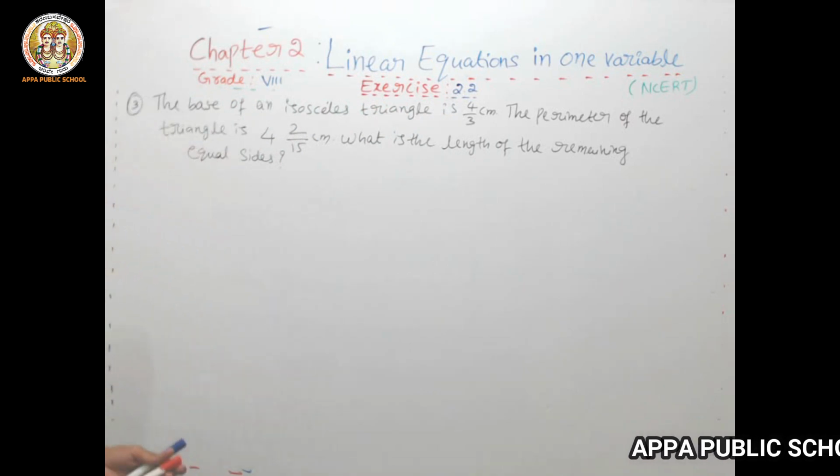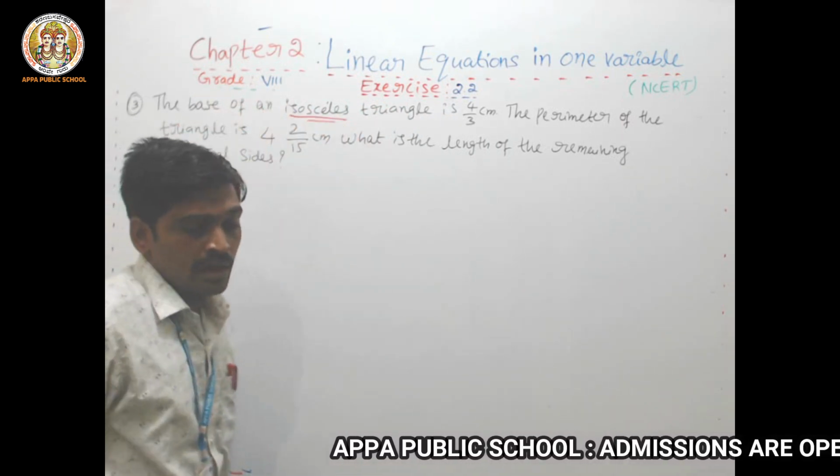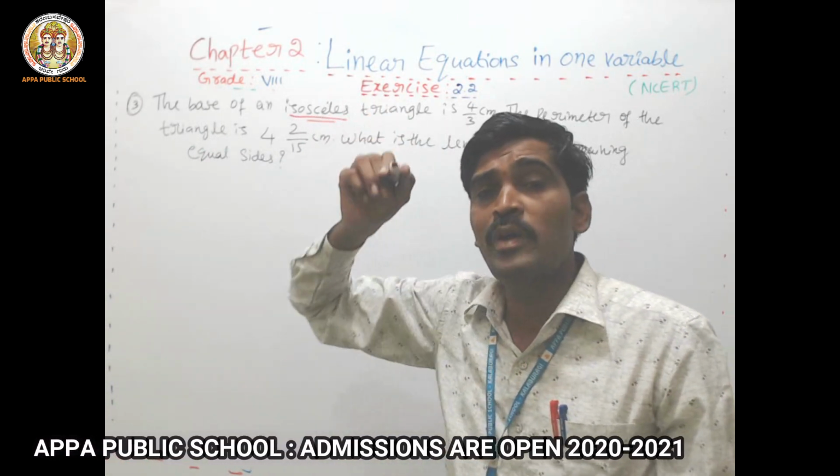See, my dear students, here they have given the base of an isosceles triangle. Isosceles triangle means everybody knows that in an isosceles triangle two sides should be equal.